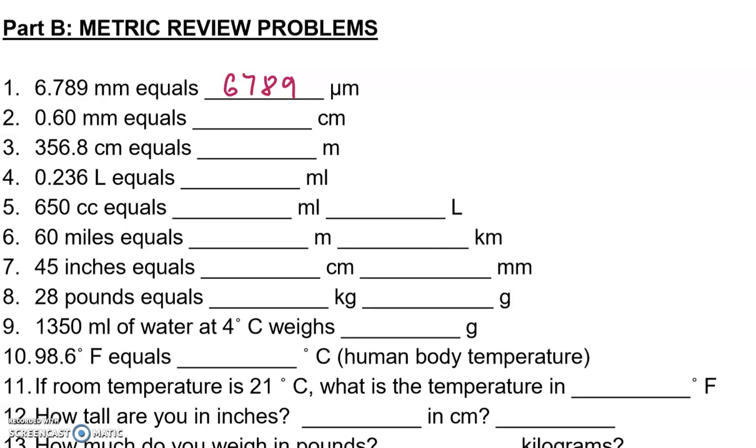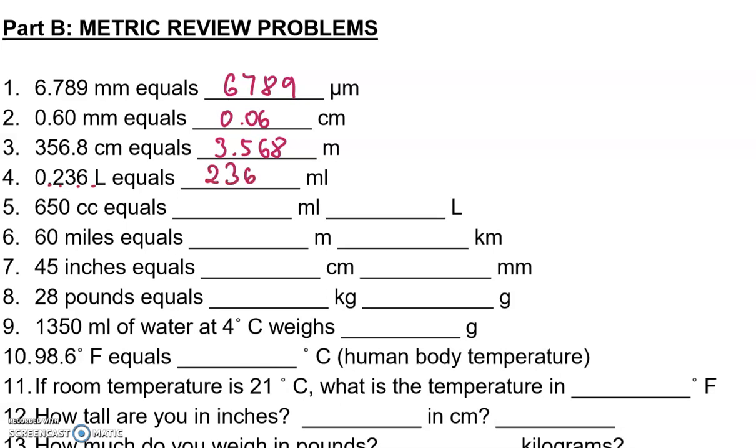0.6 millimeters to centimeters. From milli to centi is just 1 decimal place, and that would be to the left in this case because we're going from smaller to a larger unit, so we have fewer of them. So it's 0.06 centimeters. Centimeters to meters, we have 2 decimal places to the left, and so that puts us at 3.568 meters. From liters to milliliters, we need to move the decimal 3 places to the right. So we'll go from here, 1, 2, 3.